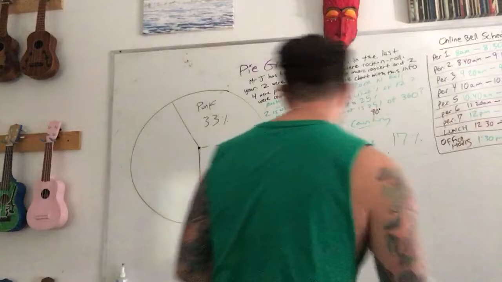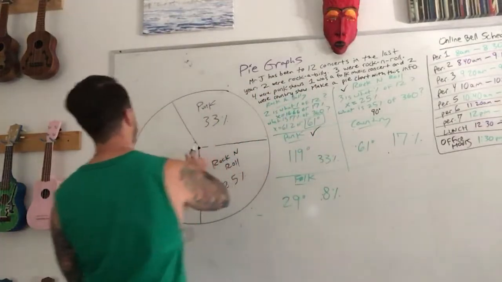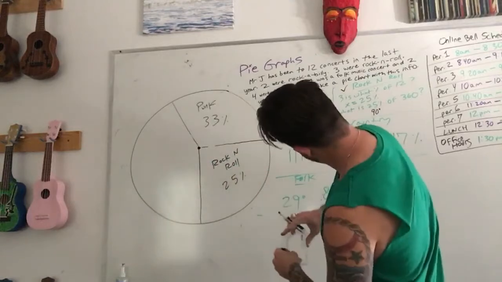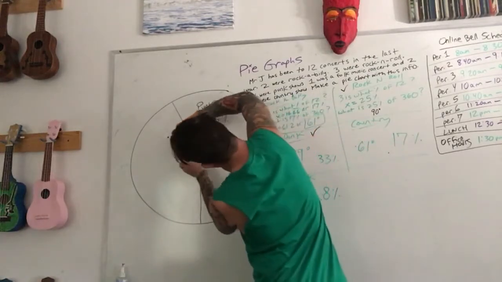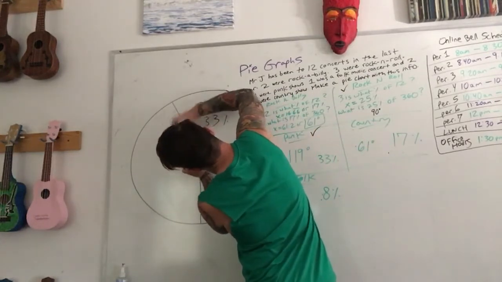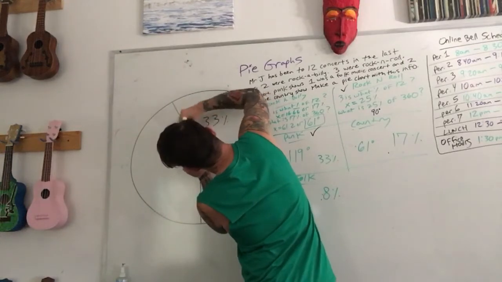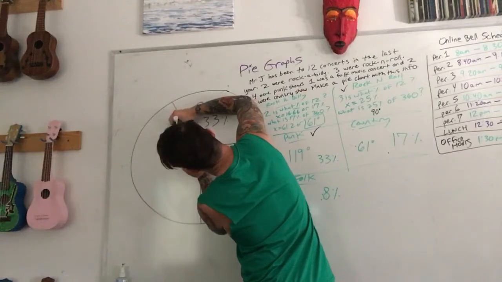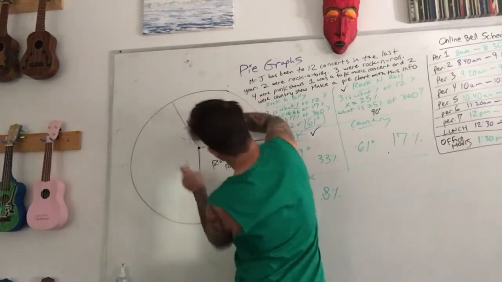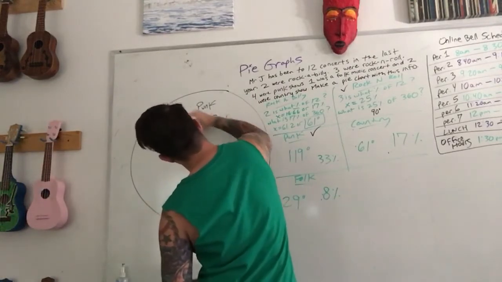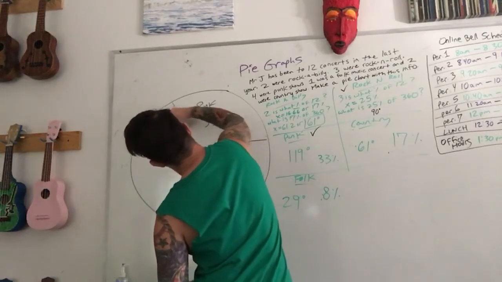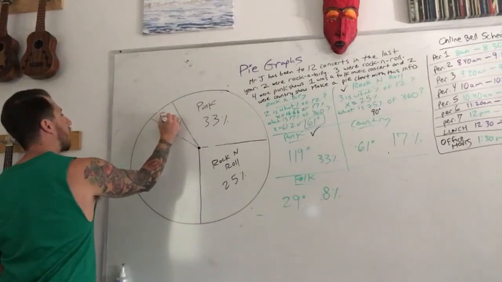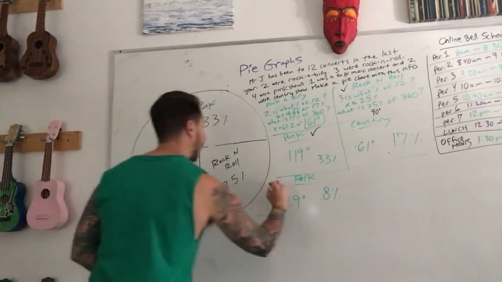Then the next one I did was folk music. All right, so this is my new line of origin. So I'm going to have to get kind of twisty. I'm looking for 29 degrees. So boom, up to 10, up to 20, almost up to 30. And then I'll connect that line. Boom. Folk music, 8%.